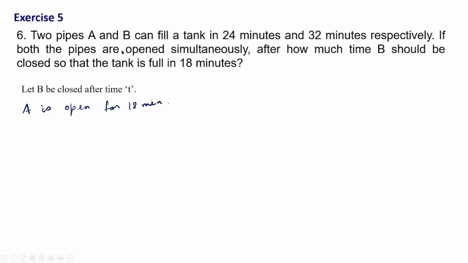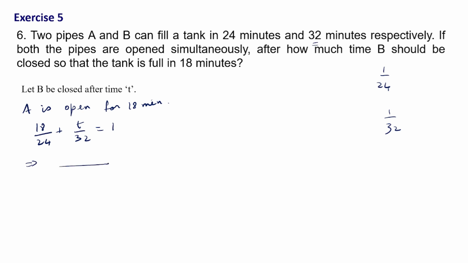Now here it is given A can fill the tank in 24 minutes. So the part of the tank filled by A in 1 minute will be 1/24, and the part of the tank filled by B in 1 minute will be 1/32. So the part of the tank filled by A in 18 minutes will be 18/24, plus the part of the tank filled by B in T minutes will be T/32. Now this will be equal to the entire tank.